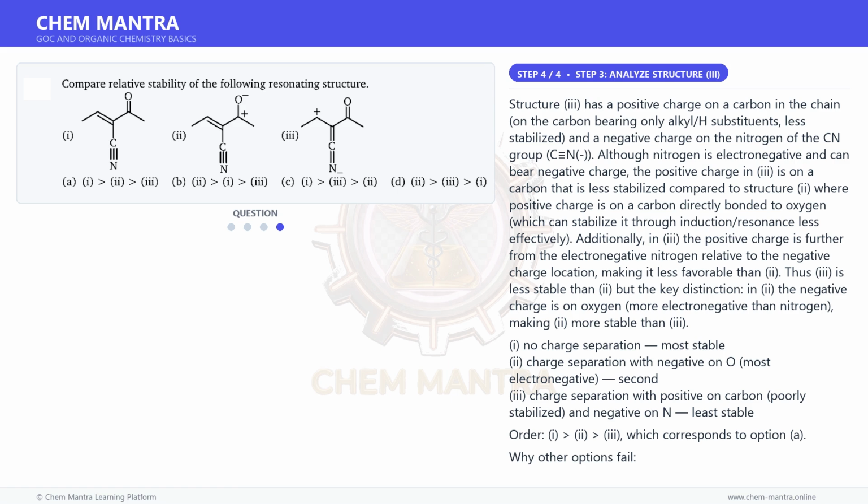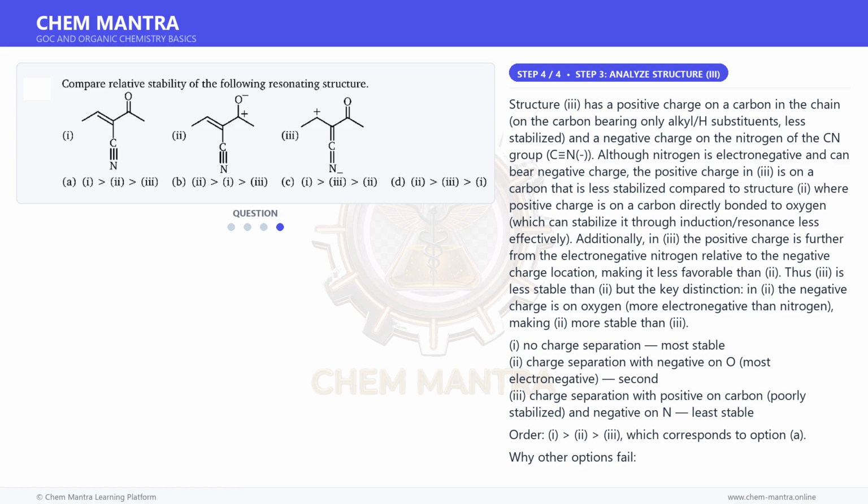1. I, no charge separation, most stable. 2. Charge separation with negative on O, most electronegative, second. 3. Charge separation with positive on carbon, poorly stabilized, and negative on N, least stable. Order I, 2, 3, which corresponds to option A.